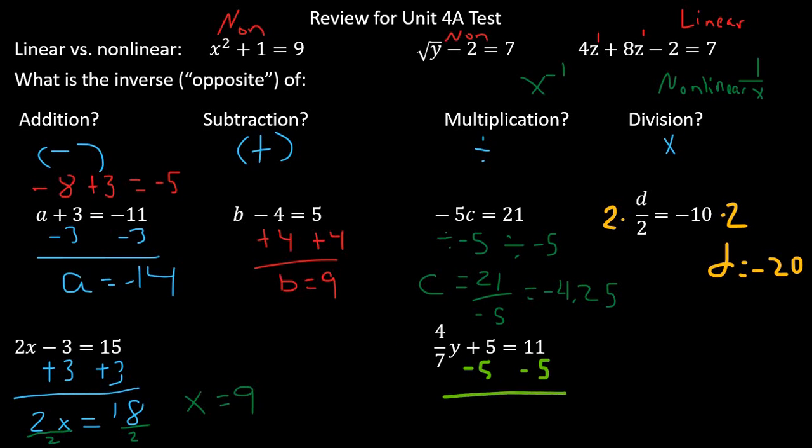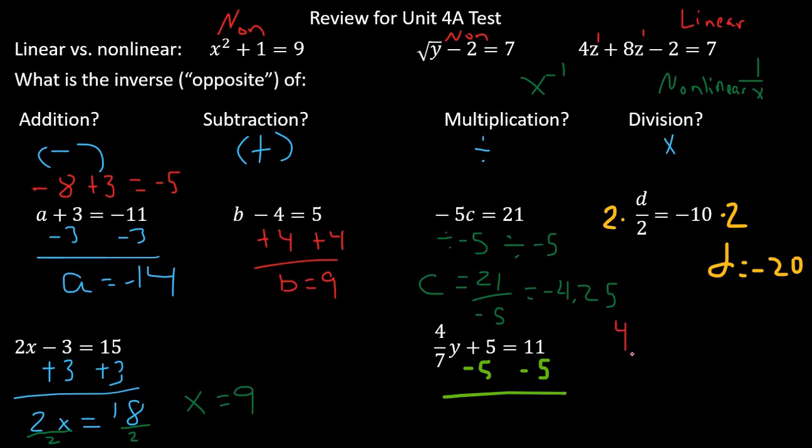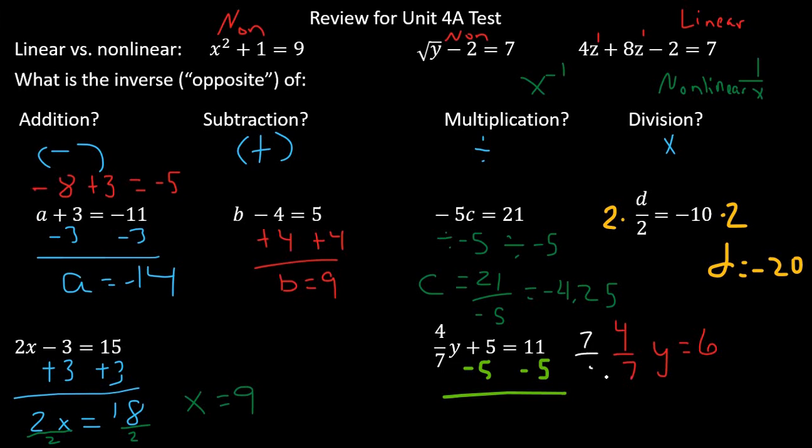And that's going to give us, we'll switch colors one more time. We'll go to this orange one. 4/7 y equals 6. And then you could say we're going to divide both sides by 4/7, which is the same thing as multiplying by the reciprocal. So we're going to multiply both sides by 7 over 4.